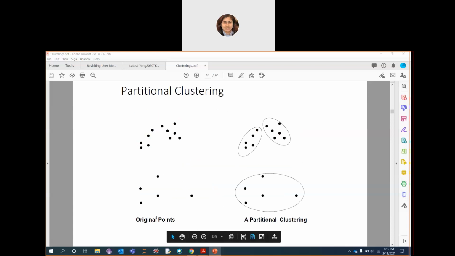Okay, so partitional clustering. What happens actually? Let's say you have original points in this way. If you want to perform partitional clustering on it, it is a division of a set of data objects into non-overlapping subsets or clusters such that each data object is in exactly one subset. So taking the data into consideration, you have to form non-overlapping subsets. Some of the data points will be defined in one of the clusters, so that each data object is in exactly one subset.